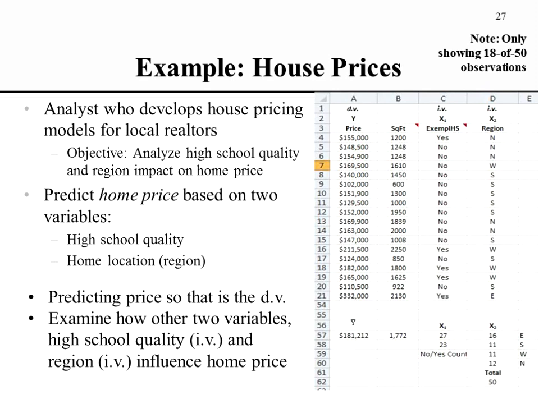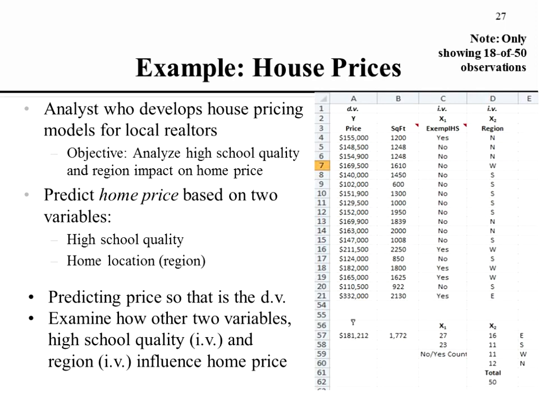I've set the data up in the spreadsheet. My dependent variable is in the first column this time. It's listed as price, and you can see my observations, at least the first 18. There's more. I've hid those, but there's actually 50 total observations, and the average home price is $181,212, the average of all 50 observations. I included square feet, which is also sometimes an indicator of home price for all 50 homes. And so the observations of square feet have an average of 1,772 square feet.